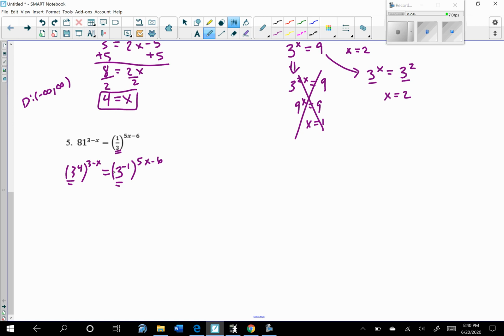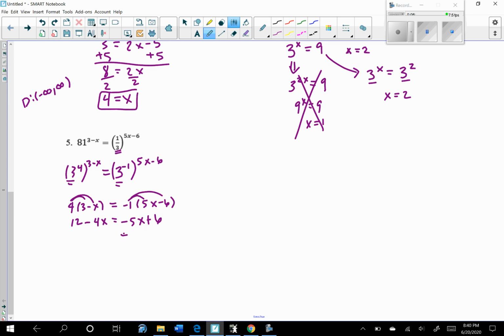Both bases are 3, and we can go ahead and equate the exponents. So if I set the exponents equal, notice that we have the 3 minus x times the 4 here, and the negative 1 times all of this. So I'm going to put that in parentheses. So 4 times 3 minus x has to be equal to negative 1 times 5x minus 6, because remember the power of power property means you multiply the exponents. So 4 times 3 is 12, and then minus 4x is equal to negative 5x plus 6, and then you want to solve for x.